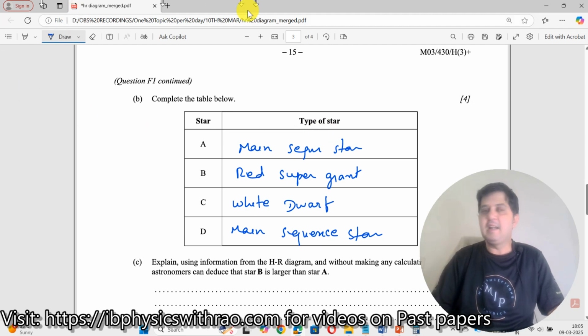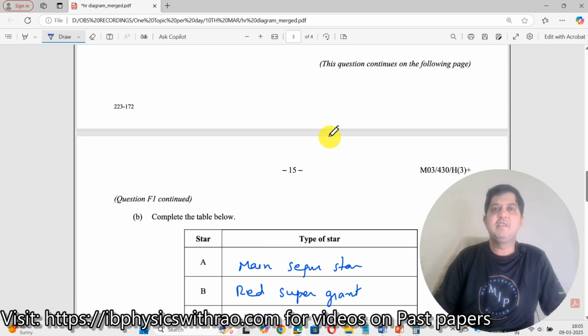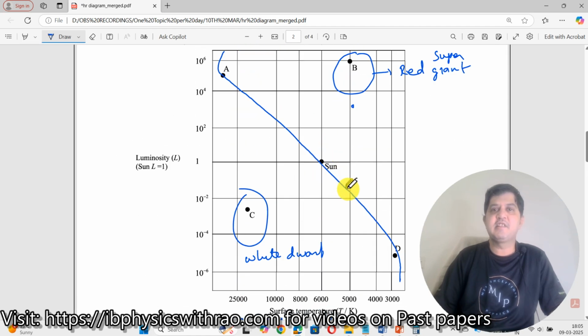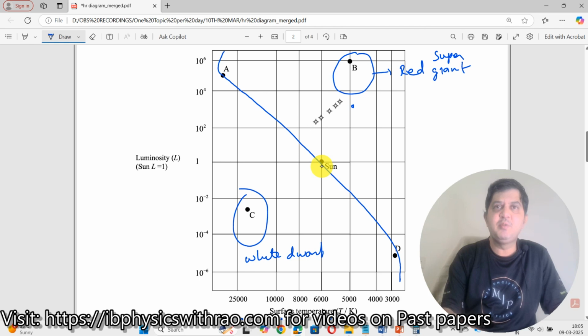Okay, and next is: explain using information from the HR diagram and without making any calculations how astronomers can deduce that star B is larger than star A. Where is star B? Star B is here. Star A is here. This supergiant we already know is larger, but how do you deduce it is the question. What we do is, let us find out the luminosity of this. The luminosity here is given by 10 power 6. Let me write down: LB is equal to 10 power 6.